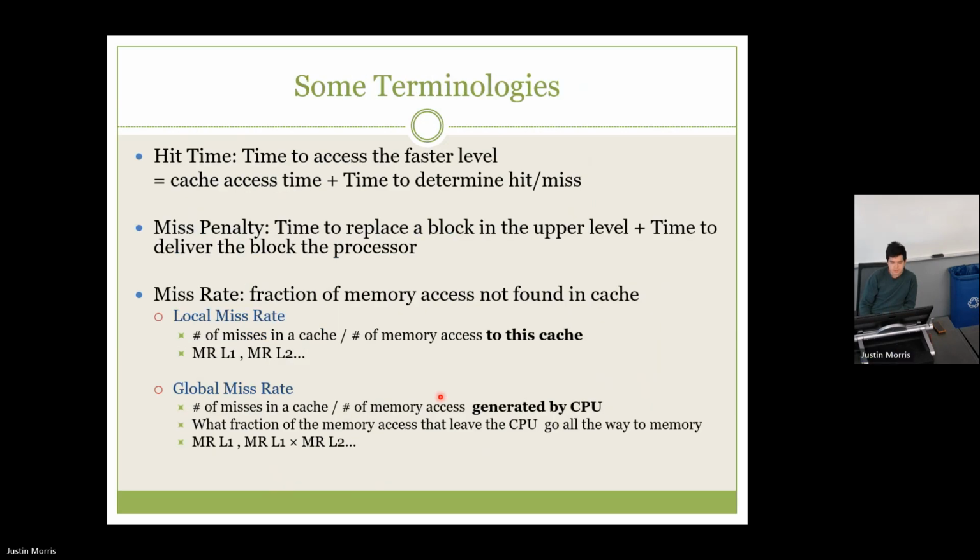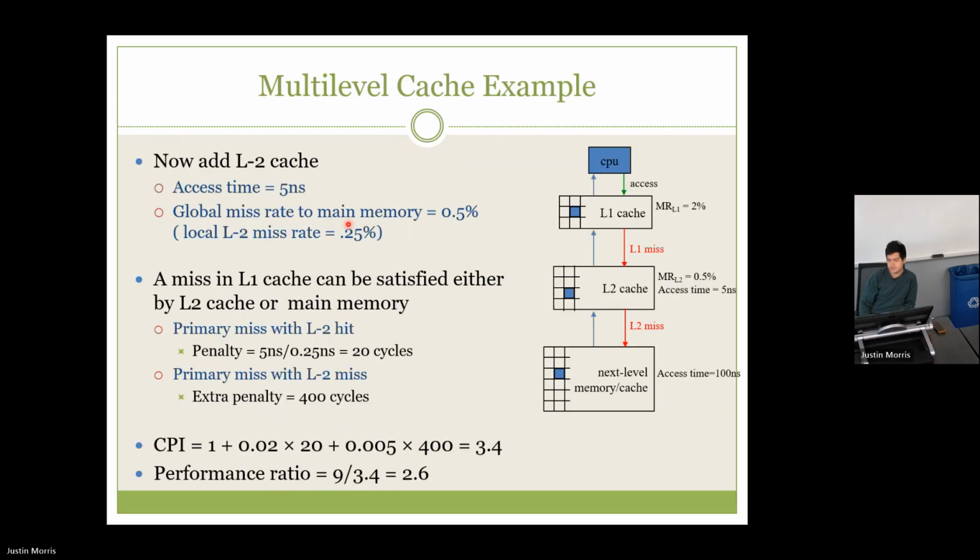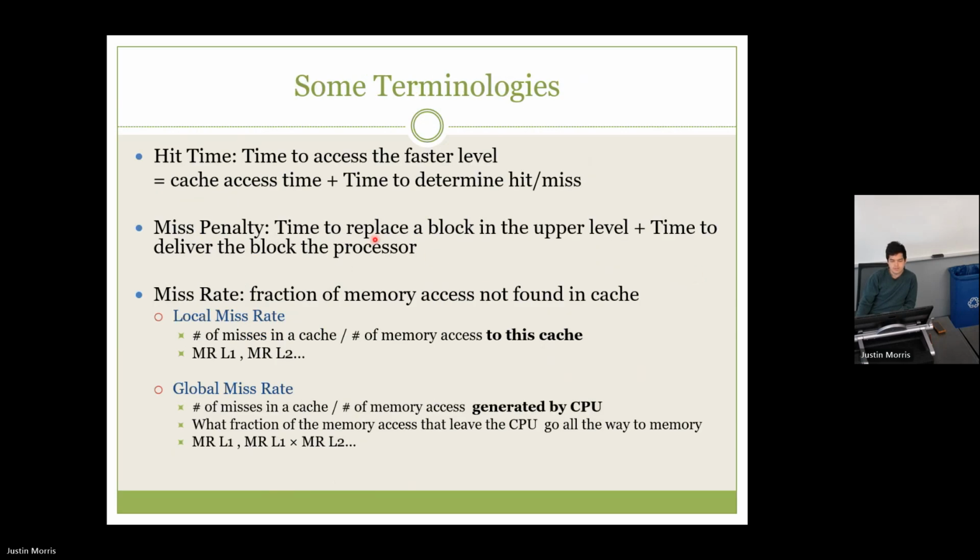All right. So just some terminology. Hit time is the time to access the level, right? Also called access time. Miss penalty is the time to replace a block in that level to access the next one, right? And we have these different miss rates. Local miss rate is for the memory accesses to the cache. Global miss rate is for the total number of memory accesses.